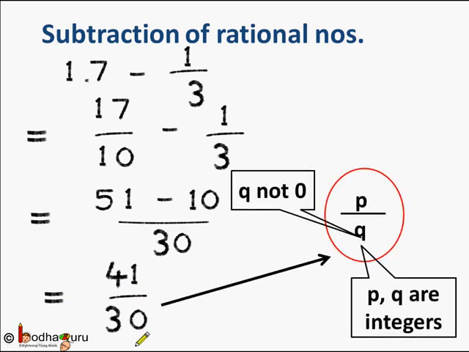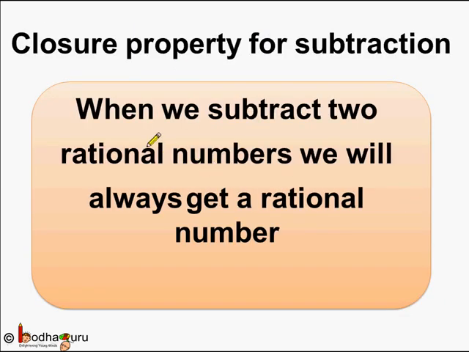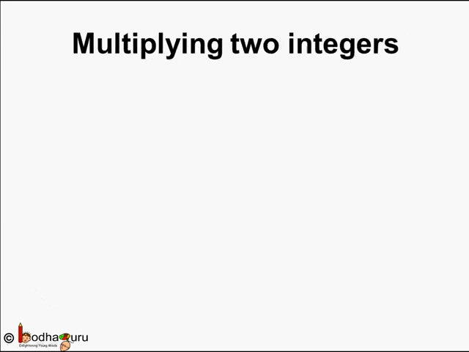If we see, the answer here is a rational number because it is in the standard form of P by Q. Both P and Q are integers, and Q is, as we can see, not equal to 0. So what can we say? We say when we subtract two rational numbers, we will always get a rational number. This we can say is the closure property for subtraction. That is, rational numbers are closed under subtraction.